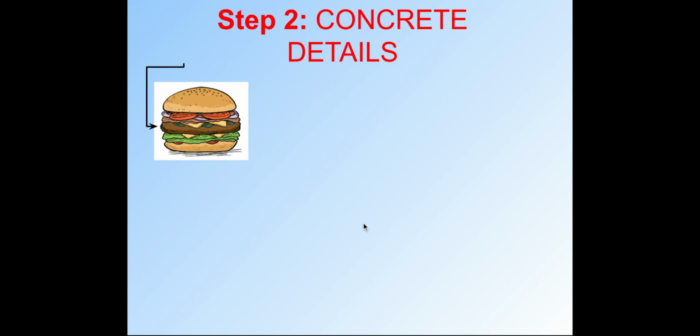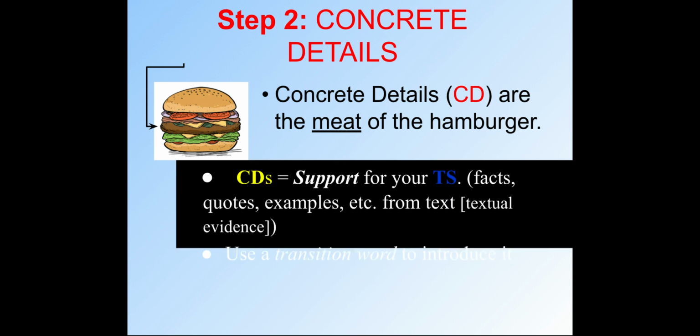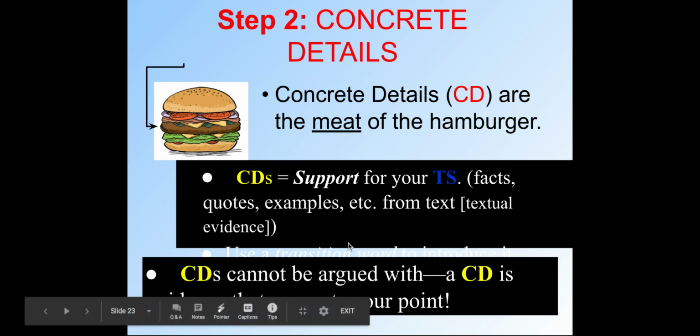Then we move on to our concrete details. Most of you should know that our concrete details are our textual evidence, the support that we're getting from the story. So that's the meat of our hamburger, okay? So they're going to support your topic sentence. It's going to basically help you prove whatever it is you want to prove in that paragraph, okay? It's going to be textual evidence. And you should probably use a transition word to introduce it, okay?